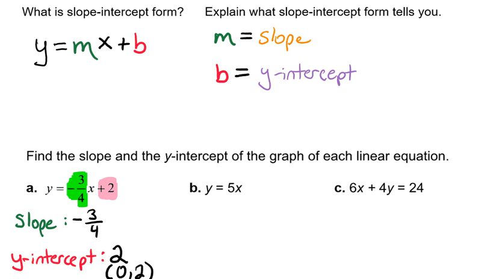So let's take a look at letter B. I'm going to let you try this one on your own. I want you to push pause and then find the slope and find the y-intercept, and when you're done, push play and let's see if you were right.